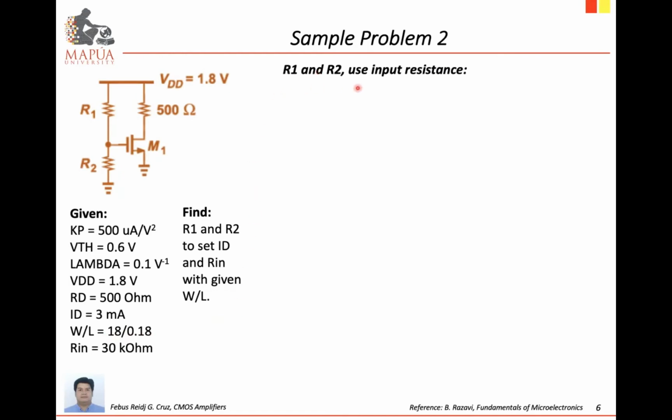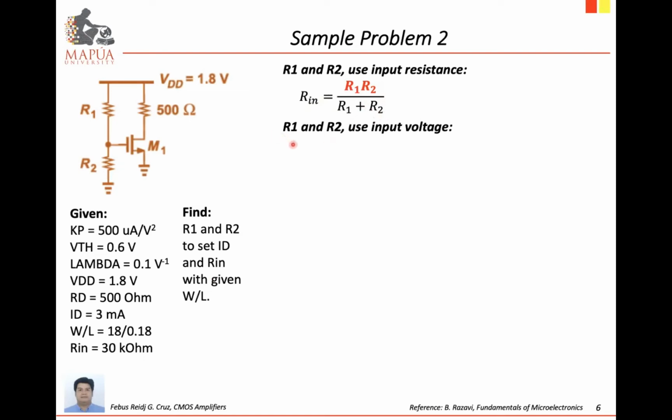So for R1 and R2, we can use the input resistance equation. Rin would be equal to the parallel combination of R1 and R2, so we get the product over the sum of resistances R1 and R2. From here, we have to determine R1 and R2. All right, so you have two unknowns. Rin is provided, so hindi pa natin ma-solve agad yan. So we'll need another equation.